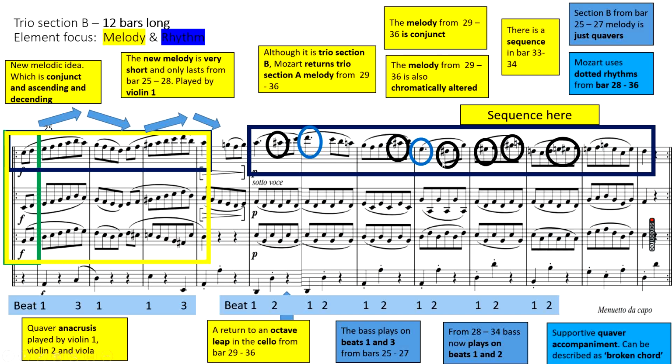He has used the supportive quaver accompaniment. That can also be described as broken chords or a rocking bass, and that's found in violin 2 and the viola. I've just put a box around it, so we have the supportive quaver rhythm. And I just want to recap that although this is trio section B, there is variety. So we have new melodies and then old melodies returning.